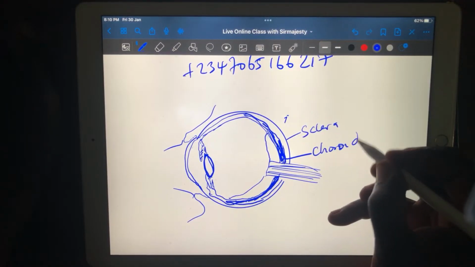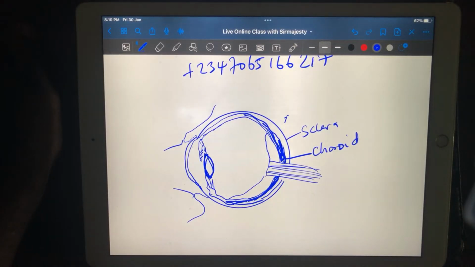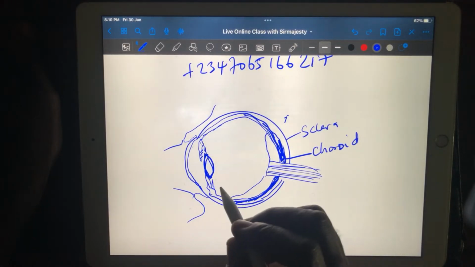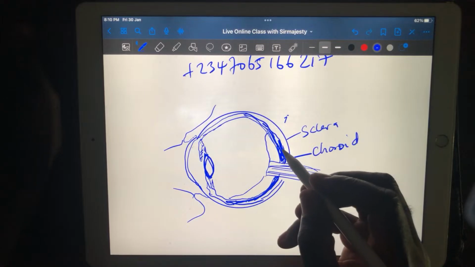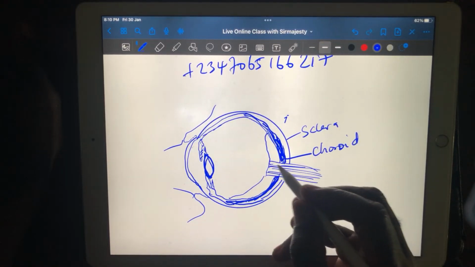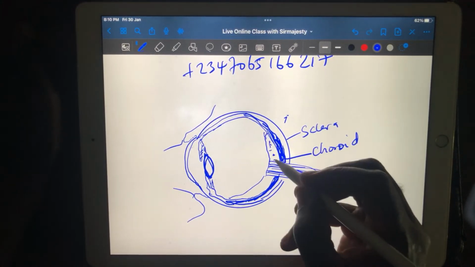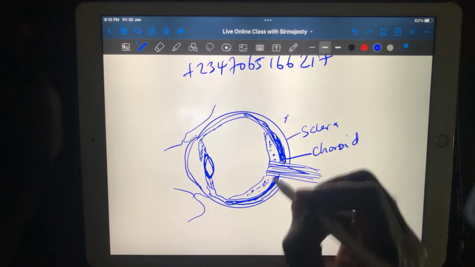Choroid, that's the dark layer. If you look into your friend's eye, you will see the black part. That black part is the choroid layer of the eye. Then remember that the retina is the photosensitive part of the eye where images are formed.